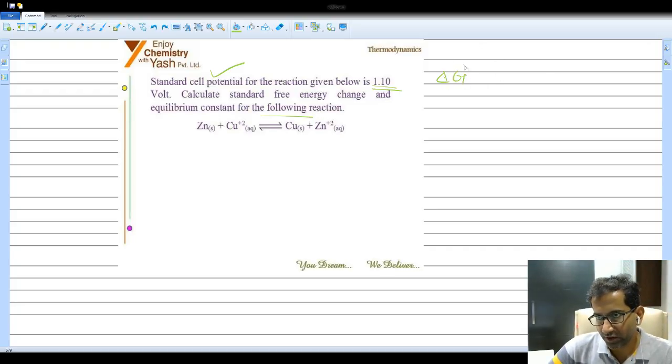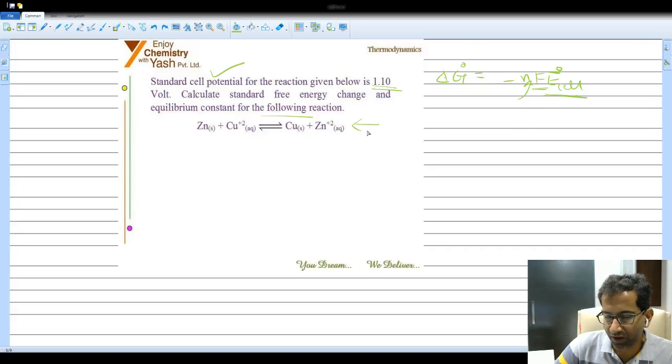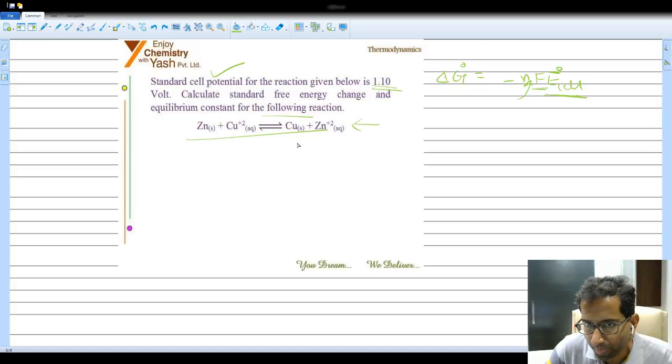That delta G0 is minus nFE0 cell. Now E0 cell is already given, F is known, that is the Faraday constant. Now we need n. n is the number of moles of electrons cancelled on opposite sides. And for that you are given a reaction. You should take care that this reaction is found balanced here, but it may not be given balanced in all the questions. So let's find out what is oxidation and what is reduction. Zinc is 0, copper is plus 2, copper is 0 and zinc is plus 2.